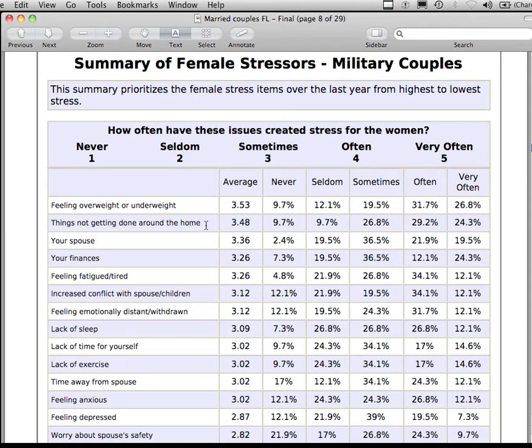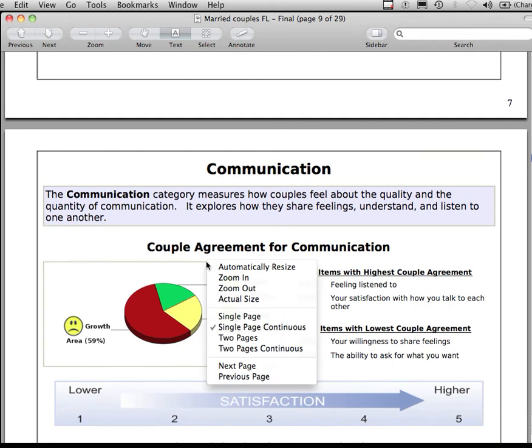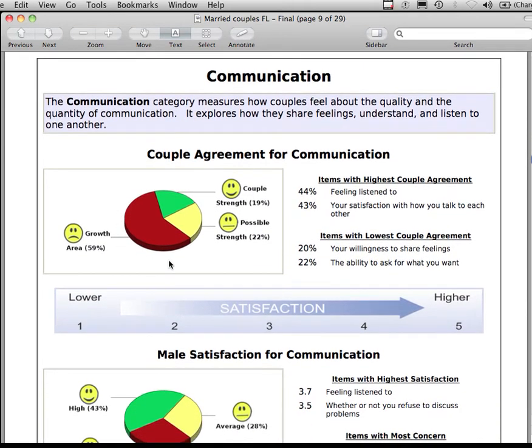And then we have something around chores and roles, things not getting done around the house. This was a major stressor. 29% of them said that's often. 24% said very often. They're also stressed about their spouse, their finances, feeling fatigued and tired. So you can see very clearly what some of these stressors that these military couples are facing, both the men and the women. Now here's a breakdown of a standard category in the summary report, communication.